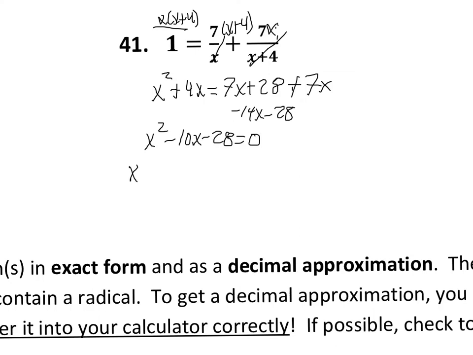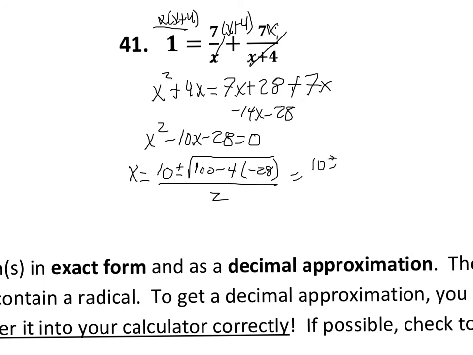So x equals the opposite of negative 10, which is positive 10, plus or minus the square root of negative 10 squared, which is 100, minus 4 times a, which is 1, times c, which is negative 28, all over 2. I would have definitely liked to complete the square on that one. Okay, 4 times 28 is 112. Yeah, sorry, you gotta add it. So 112 plus 100 is 212.